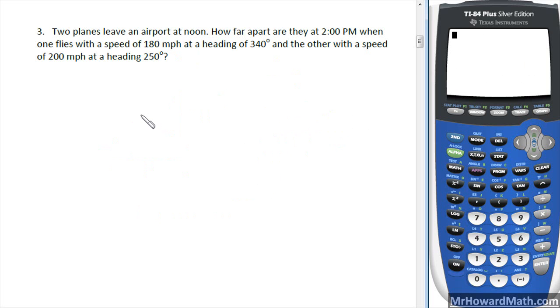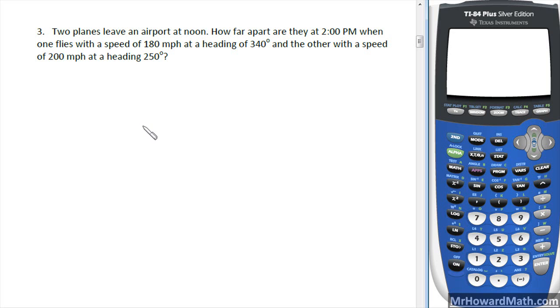Okay, problem 3. Two planes leave an airport at noon. How far apart are they at 2 p.m.? So they've been flying for 2 hours. That's the important part there. When one flies with a speed of 180 miles per hour at a heading of 340 degrees, and the other with a speed of 200 miles per hour at a heading of 250.